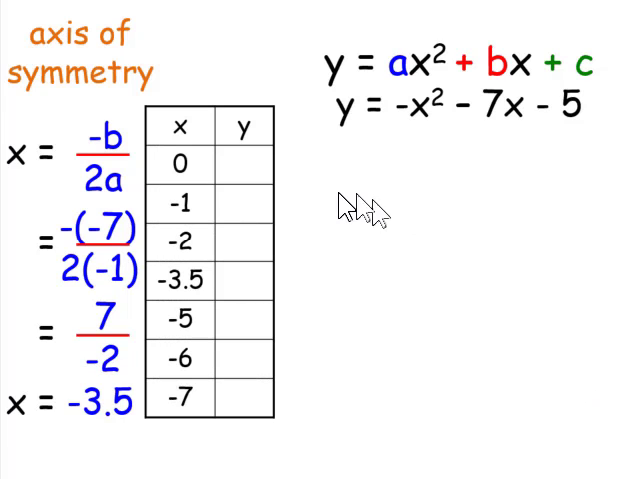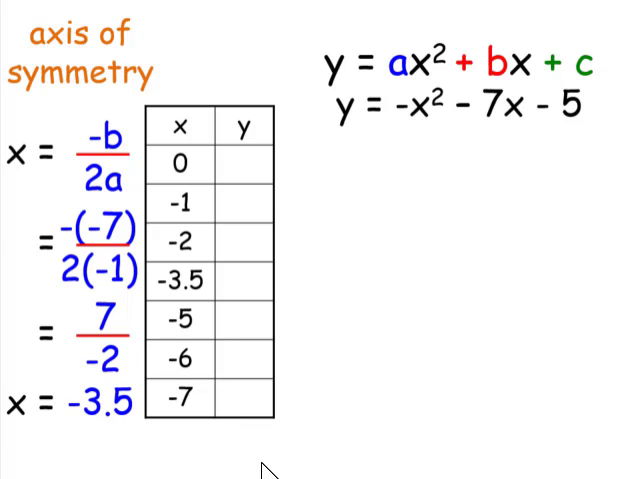For my domain, notice I skipped negative 3 and negative 4. Negative 2 and negative 5 are both equal distance from the axis of symmetry, which is 1.5 units away. Negative 1 and negative 6 are 2.5 units away from the axis of symmetry, and 0 and negative 7 are 3.5 units away. So therefore, the left-hand side will have the same range values as the right-hand side.